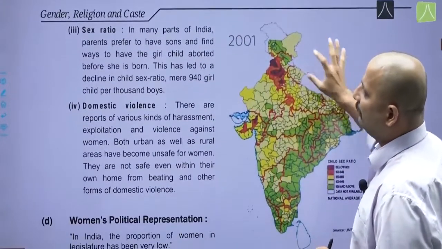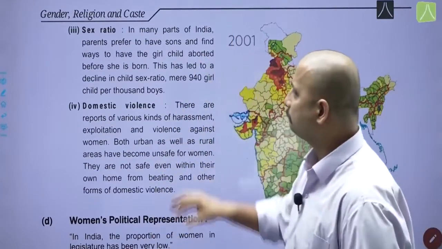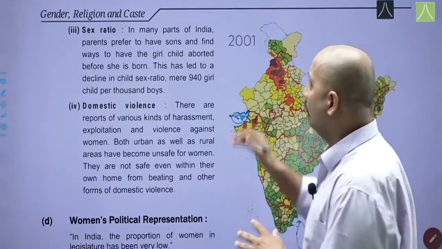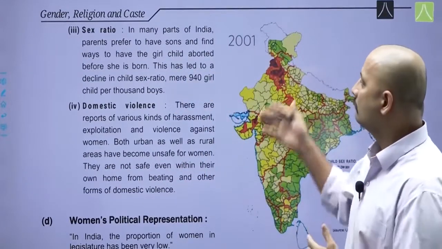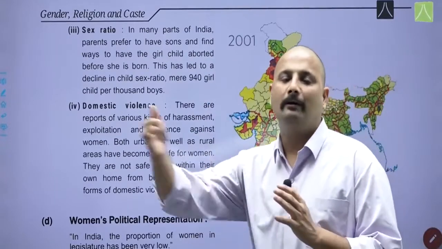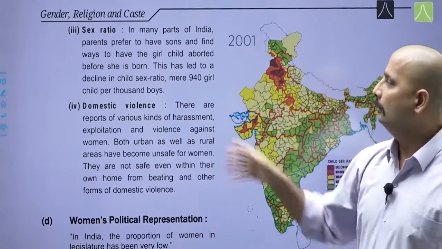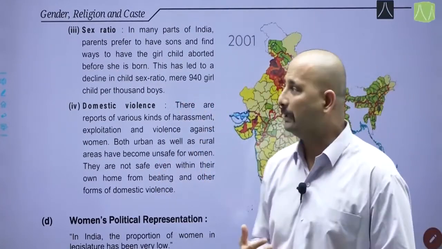The next important aspect is related to the sex ratio. In many parts of India, parents prefer to have a male child rather than a girl child. They prefer to have a son and find ways to have the girl child aborted before she is born. This has led to a decline in the child sex ratio, which is a mere 940 girls per 1000 boys.